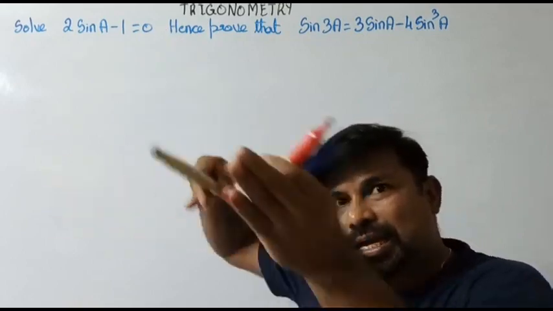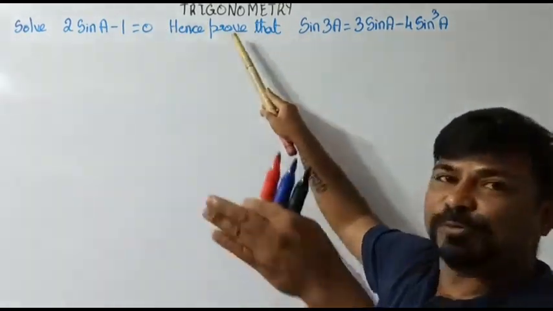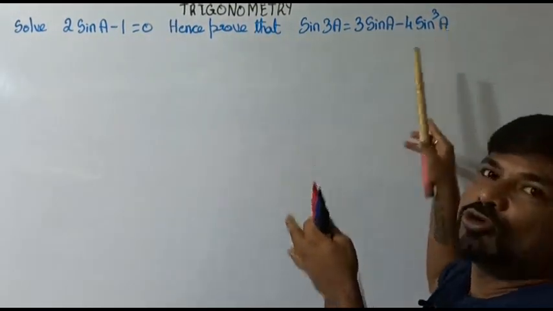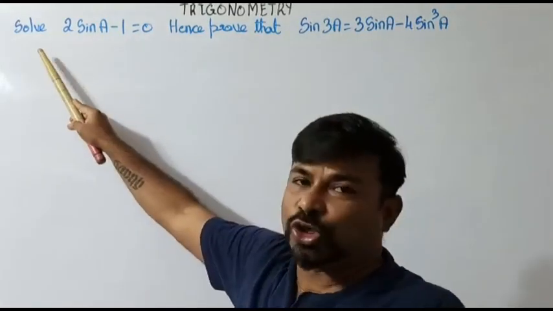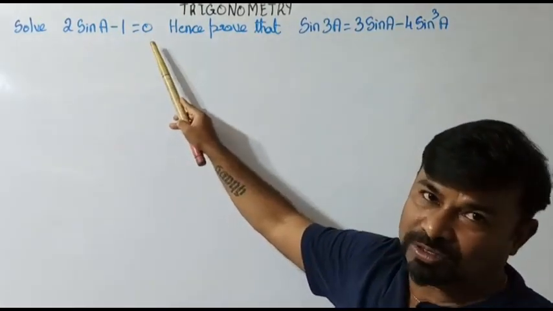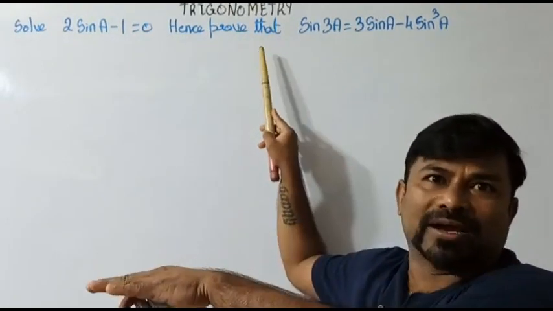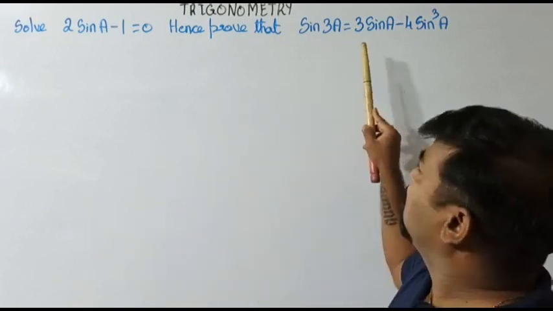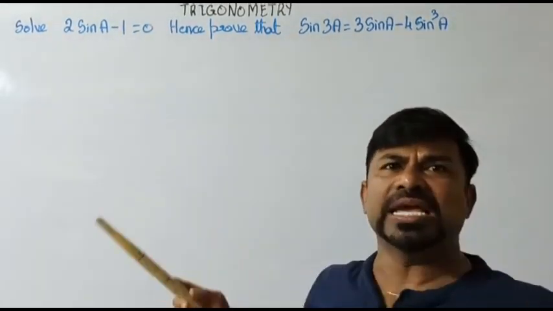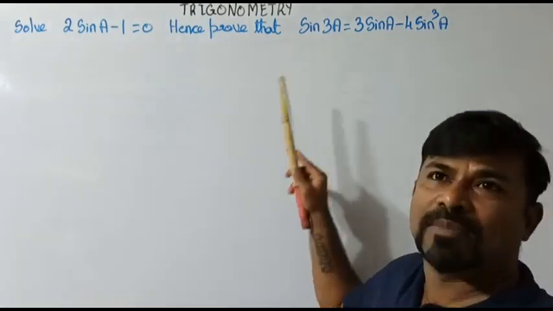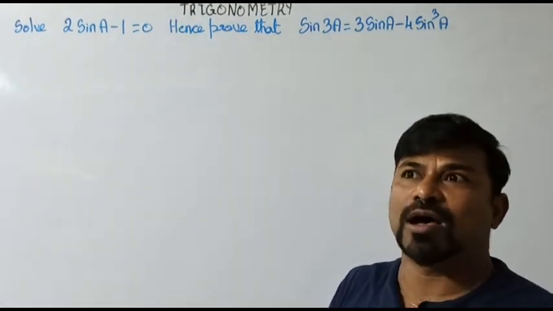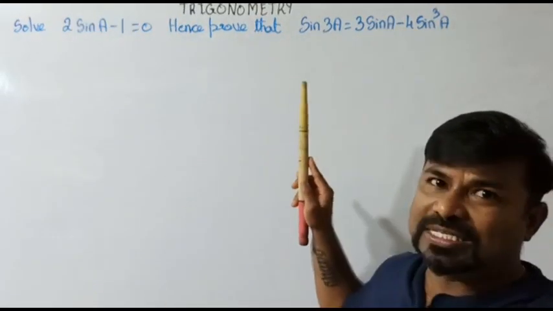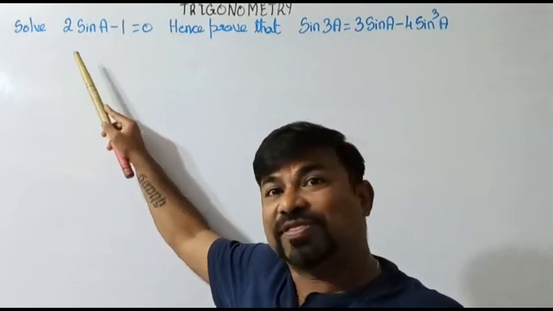And he continued the question saying, hence prove that sin 3A is equal to 3 sin A minus 4 sin cube A. You got it? Solve 2 sin A minus 1 is equal to 0. Hence prove that. He didn't say simply prove that; he said hence prove that so and so. And I'm letting you know, in this place he can give any question. It might be the sin 3A formula, cos 3A formula, tan 3A formula, or sin 2A, cos 2A, tan 2A, anything he can give here. But what he's saying is, you solve this one first, then you do this.